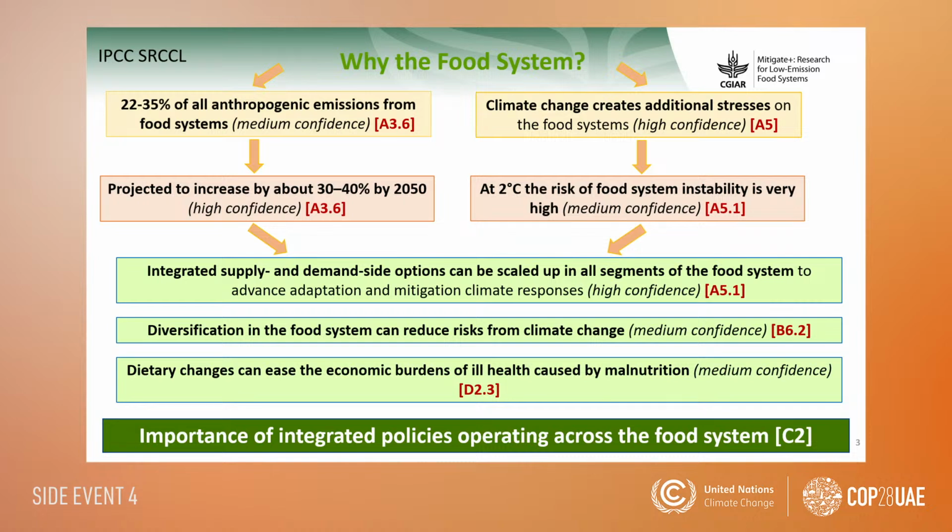Okay? So the integrated supply and demand options needed to address these issues can be scaled up in all segments of the food system, since all segments have elements of solution to them. Diversification in the food system can reduce risks from climate change, and dietary change can ease the economic burdens of ill health caused by malnutrition. So there are positive aspects of dealing with this. We often see mitigation as a trade-off with negative impacts, but there are opportunities for decoupling emissions from economic development and finding ways to have positive impacts elsewhere in the system. The importance of doing this is through integrated policies that operate across the food system.